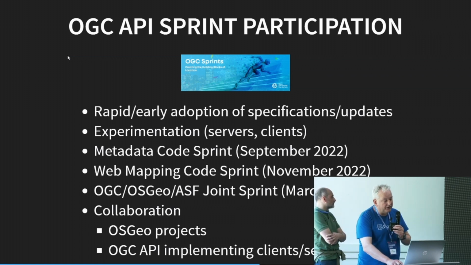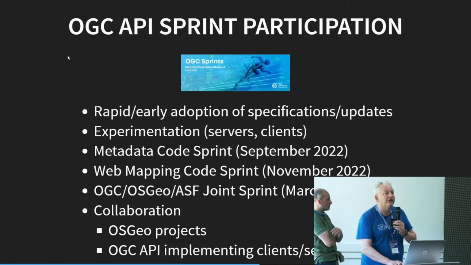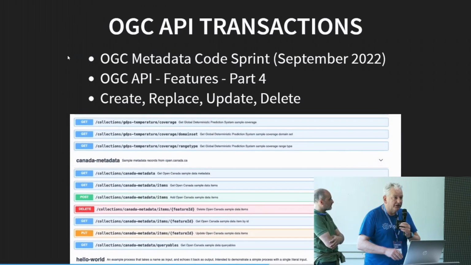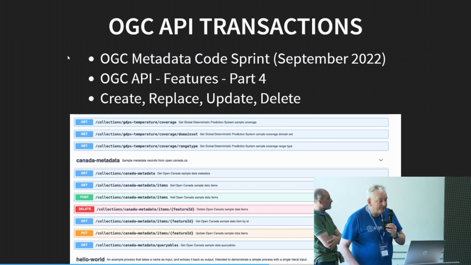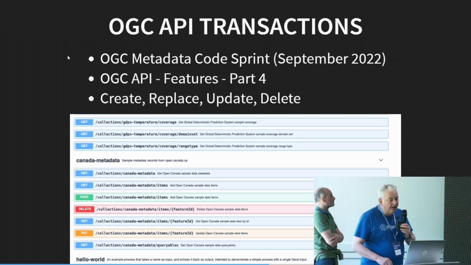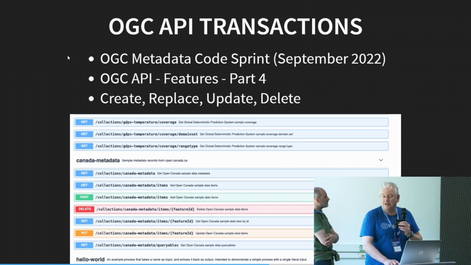So here you see the various code sprints in which we participated, like the OGC, OSGeo, Apache Software Foundation joint sprint. I will show a bit what has been added in each of these sprints. So the OGC API Transactions was added, which is the standard OGC API Features part 4. It's available for some backends, not all backends yet, but you can imagine it's available for PostGIS, for instance.